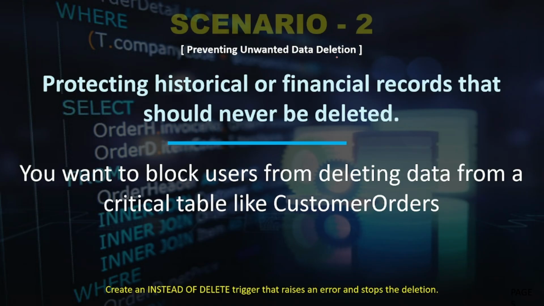Scenario two, preventing unwanted data deletion. You are working on a crucial system where data is very important, and you don't want unwanted data to be deleted. So what you can do is write an instead of trigger. Instead of trigger does what? It gets fired in place of something. Like if you are writing instead of delete, whenever you try to delete, it will get executed there. It will not actually delete, but it will do the activities which you have written in the instead of delete trigger. So you want to block users from deleting data from critical tables like customers or orders. You can write instead of triggers, and that will solve the purpose for you.